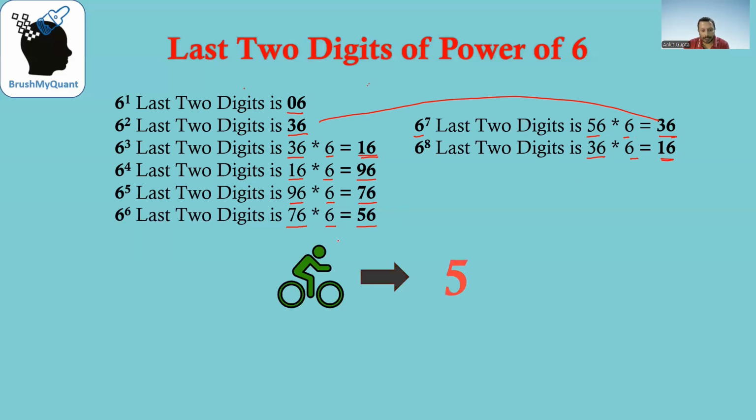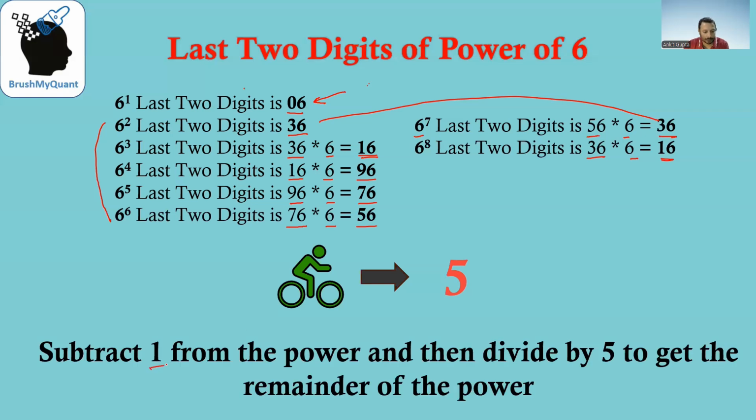That means the cycle of last two digits of power of 6 is 5, except 6 raised to 1, right? So if we ignore 6 raised to 1, then the numbers are repeating in a bunch of 5 numbers. So for any problem, if you have to find the last two digits of power of 6, we can actually subtract 1 from the power and then divide the remaining power by 5 to get the remainder of the power. And whatever is the remainder, the last two digits will be same as that power of 6.